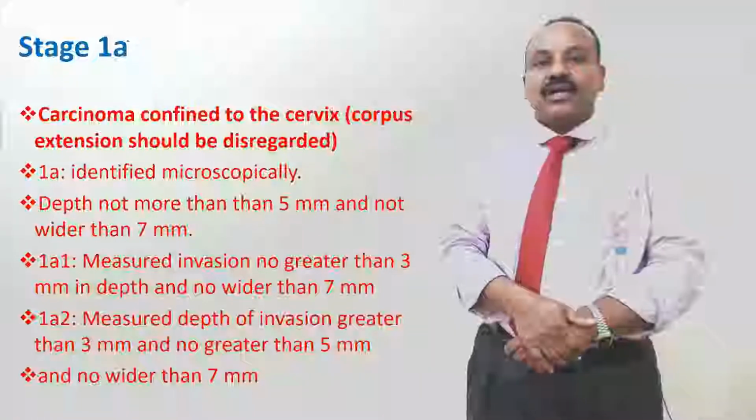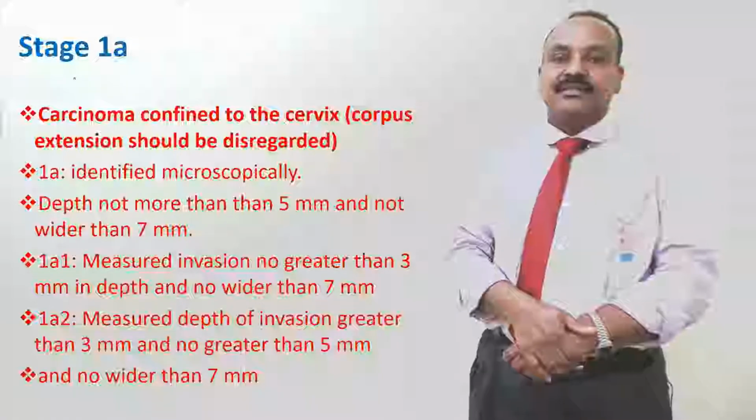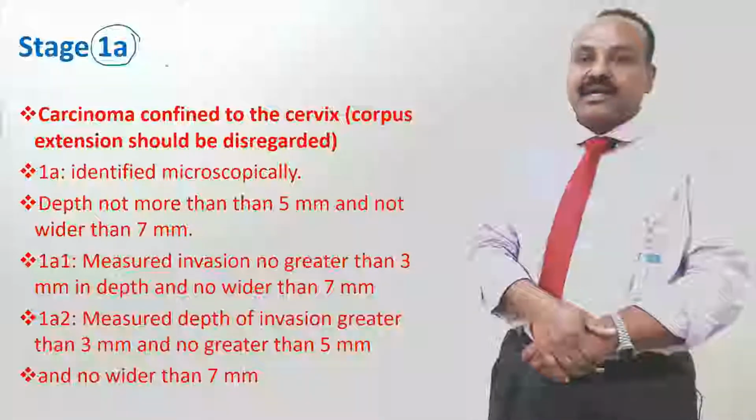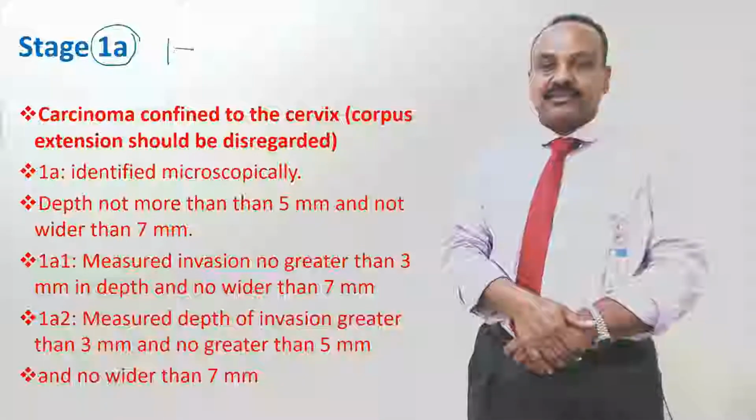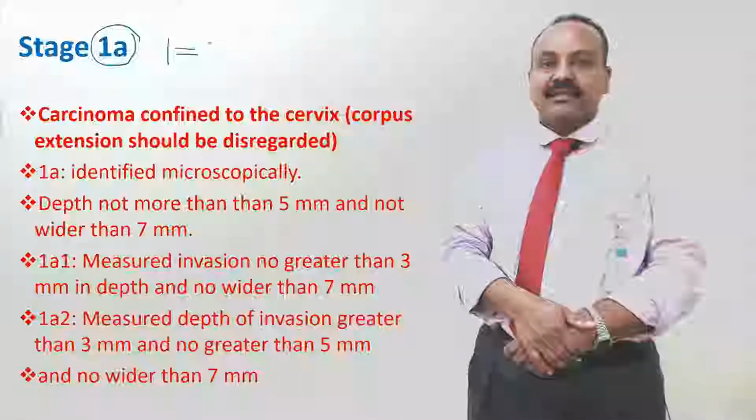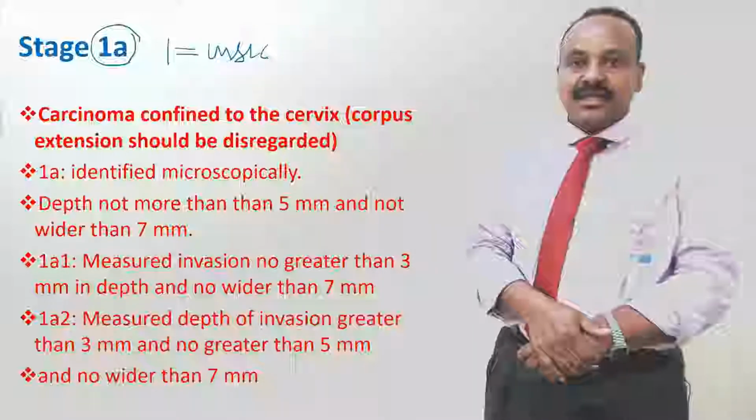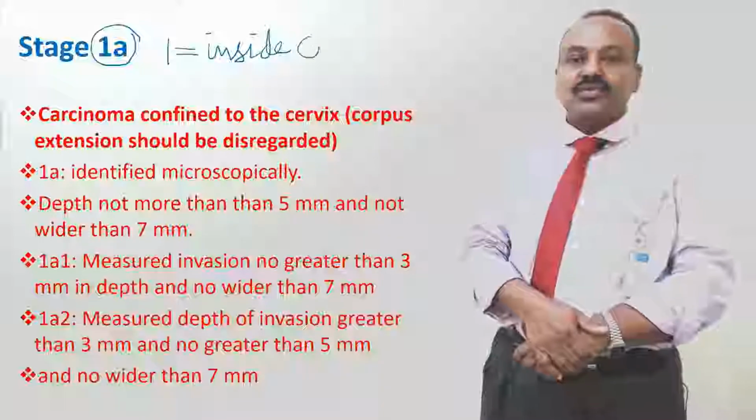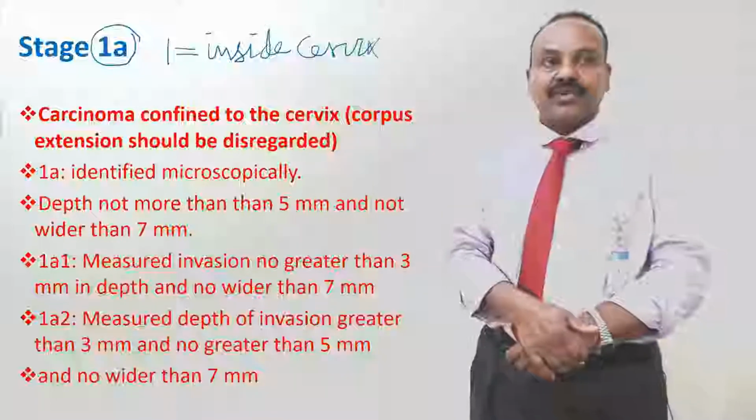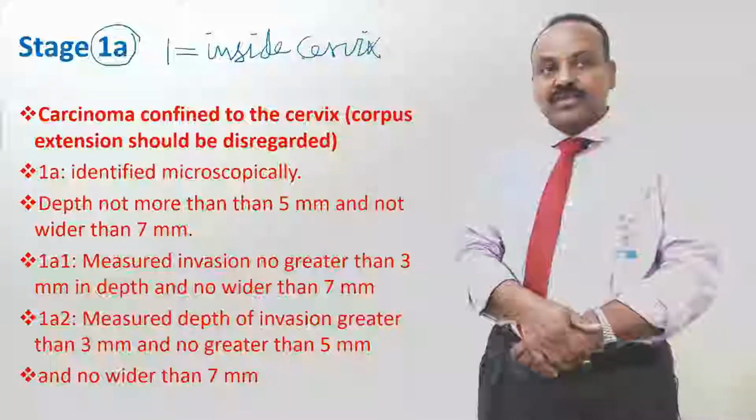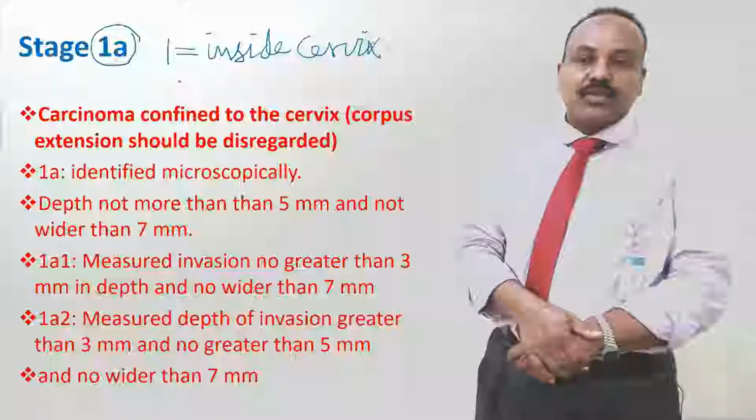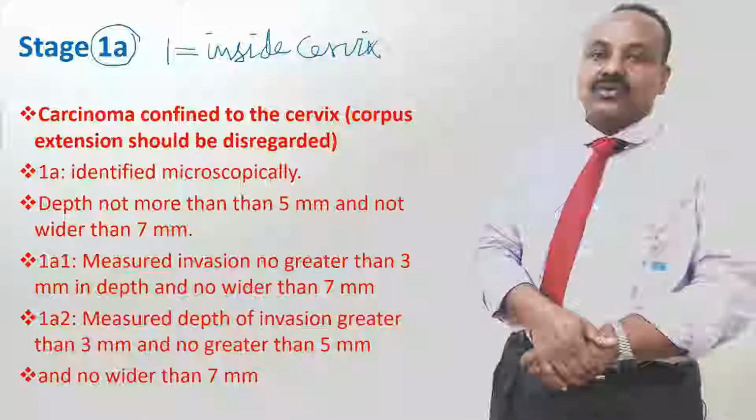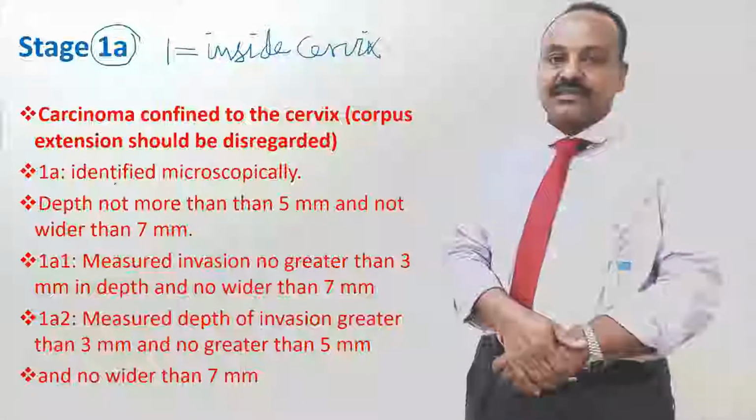Let us talk about stages. The first stage of cervical cancer is stage 1, carcinoma confined to the cervix. This means that the tumor is still confined to the cervix. Corpus extension should be disregarded. This means that if you find extension of the tumor from the cervix to the body of the uterus, this is not considered. It is considered only carcinoma of the cervix.